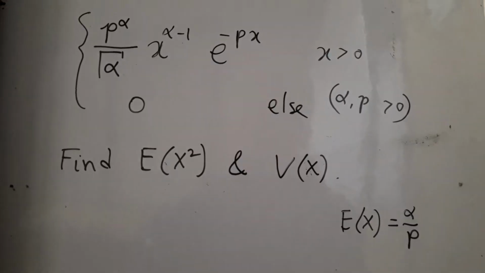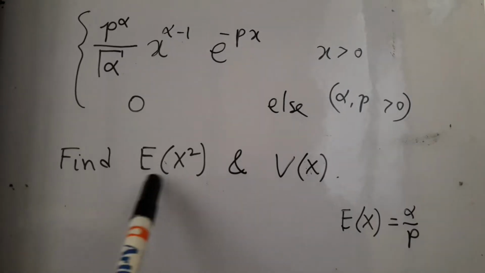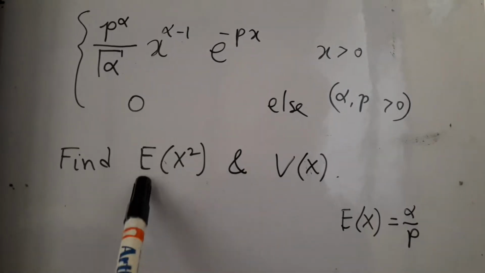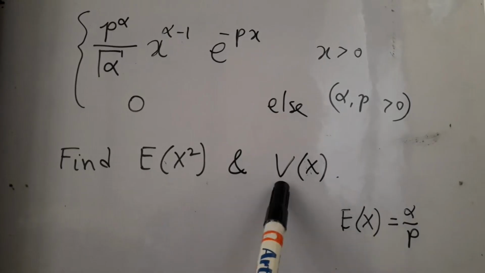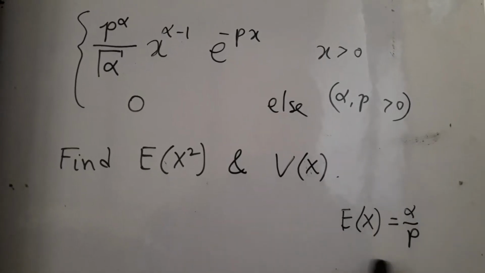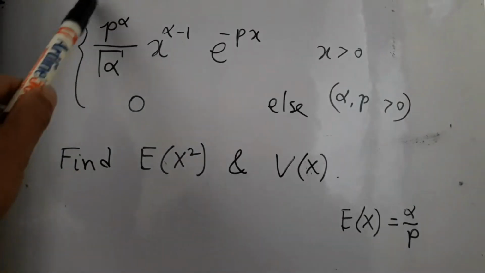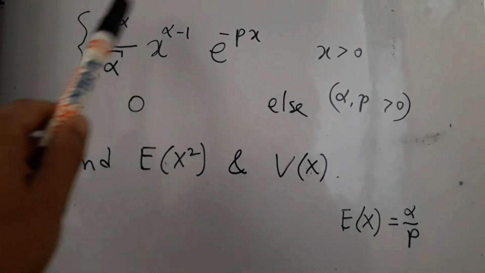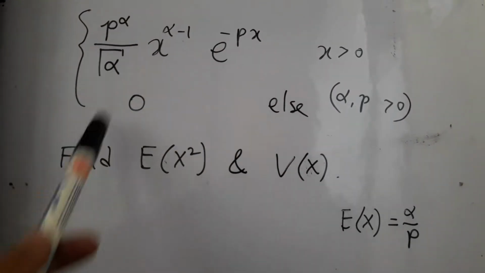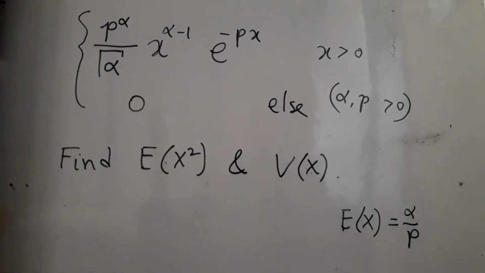In this exercise, you have to work out expected value of X squared, and from this you will have to compute the variance of X. Remember, we just now computed expected value of X is alpha by p. Use the same technique. This is the density for your ready reference. So the integral of this from 0 to infinity is 1. So you can just substitute things and get the answer.